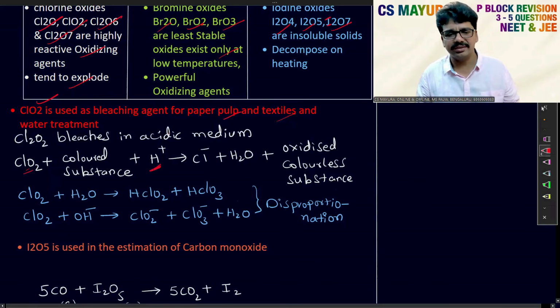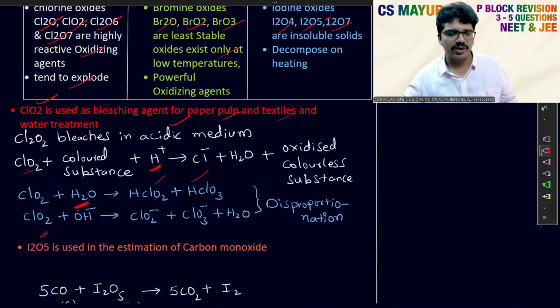ClO2 acts as bleaching agent only in acidic medium. In acidic medium, it changes the colored substance into colorless substance. If I take a neutral medium, when ClO2 is dissolved in water, it gives HClO2 and HClO3. HClO2 doesn't act as bleaching agent. And ClO2 in alkaline medium does not act as bleaching agent. So ClO2 can be used as bleaching agent in acidic medium only.